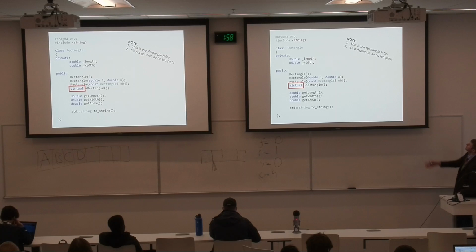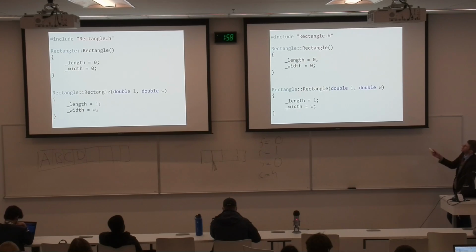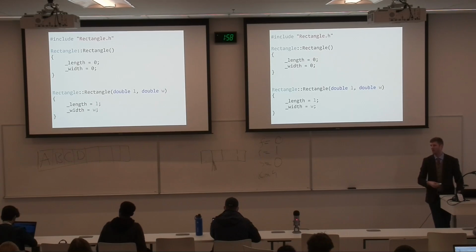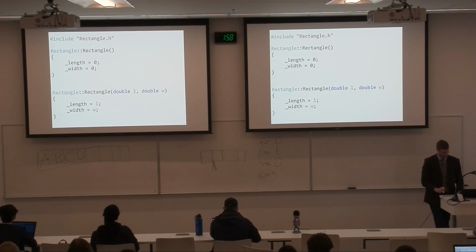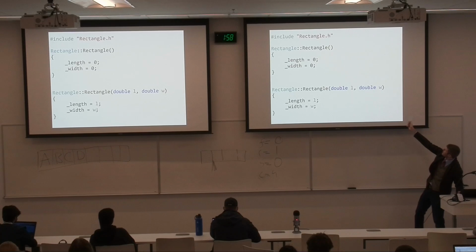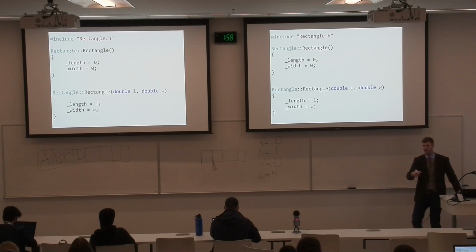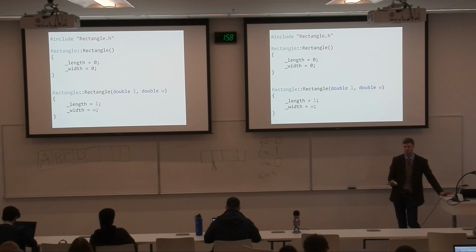So let's write a constructor. For a rectangle, the default constructor, let's say it's got a length and width of 0. I guess it's not even really a rectangle at that point, but whatever. There it is. Then there's the other constructor where when we call it, we give it the length and the width. It's a very simple class.